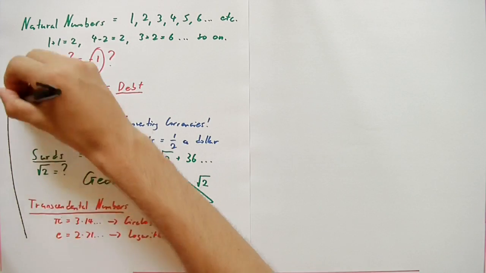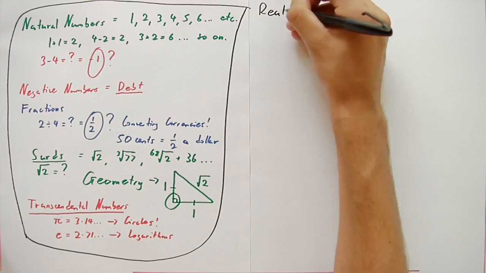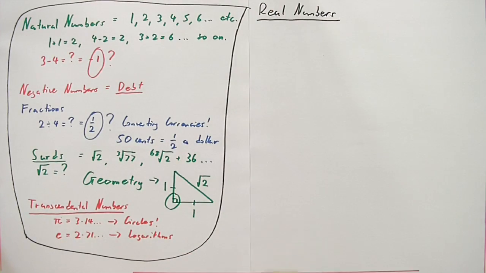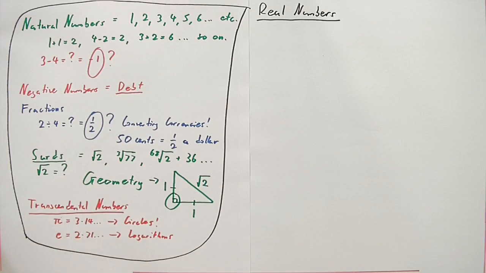Now, all of these types of numbers that we've gone through here are actually part of a much larger group of numbers called the real numbers. So the real numbers are just a collection of the natural numbers, negatives, fractions, surds, and transcendental numbers put together into one. Remember this because it will become important later.